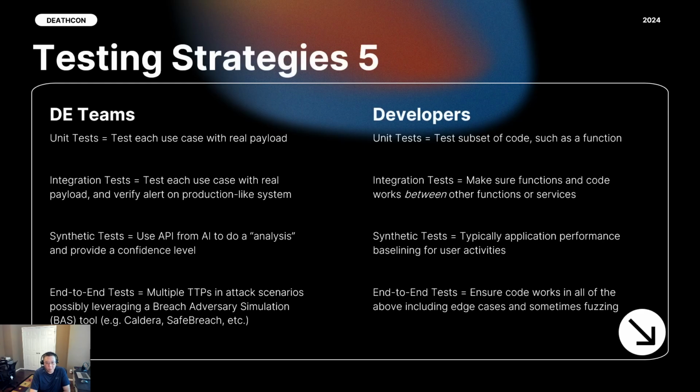So, to summarize our testing strategies, a unit test is each use case with real payload, testing it inside the pipeline. In the developer world, you're utilizing a subset of code such as a function or a particular service. The integration test for us is usually like testing payload live fire in a production-like system, emulating as opposed to simulating. Integration tests inside the developer's world is usually an API talking between each other or different services, focusing to ensure that the traffic is actually received and responded to accordingly.